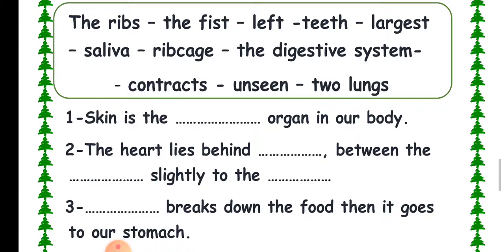Number one, skin is the blank organ in our body. Yes, we said skin is the largest organ. Skin is the largest organ in our body. Skin consists of many layers, but we can see only the outer layer.